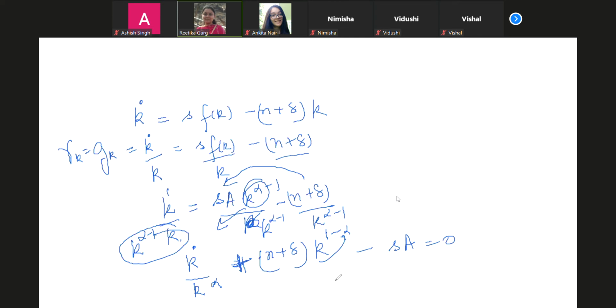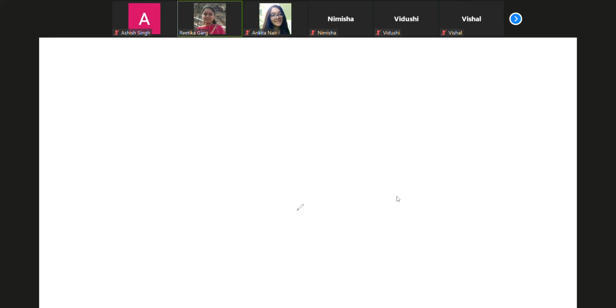Now notice that again, here the powers of K are not 1. This is a polynomial differential equation in K. Now, how do we simplify this?